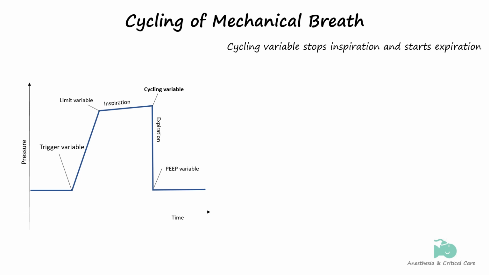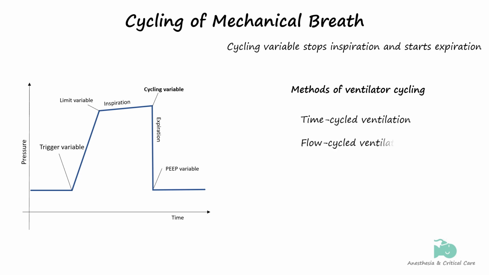The cycling of a mechanical ventilator breath occurs after the variable reaches the set value. Typical methods of ventilator breath cycling include time-cycled ventilation, flow-cycled ventilation, pressure-cycled ventilation, and volume-cycled ventilation. Let's look into these cycling methods next.